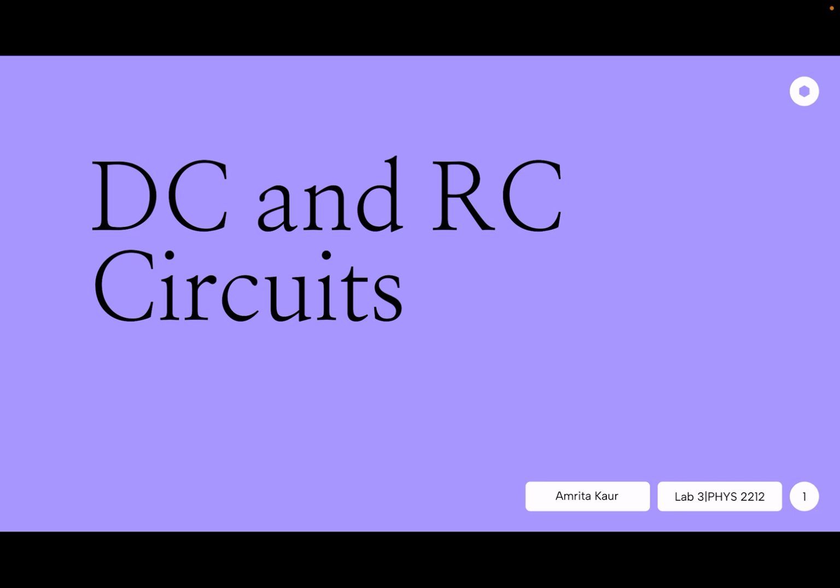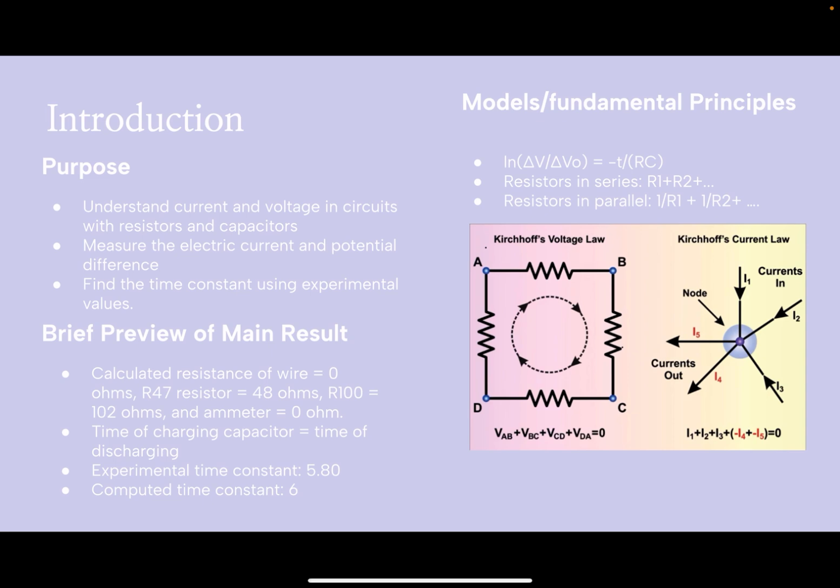We worked with resistors, capacitors, and measured current and voltage. So let's break it down. Before we jump into the experiment, these are some key formulas we used. The first one we used to find the time constant. It's the voltage decay in an RC circuit.